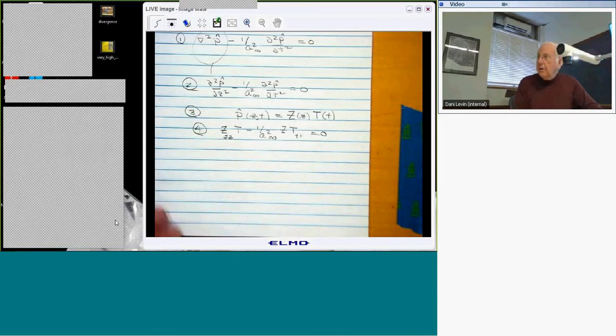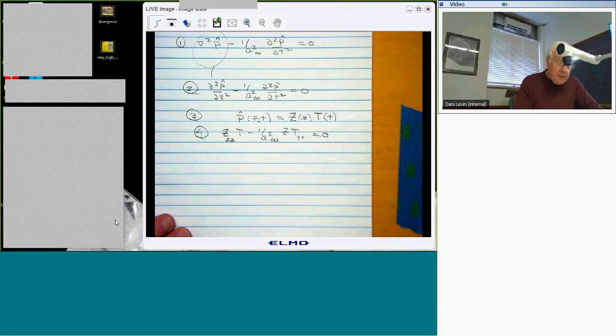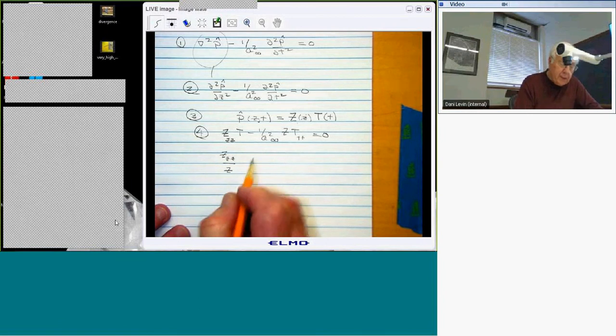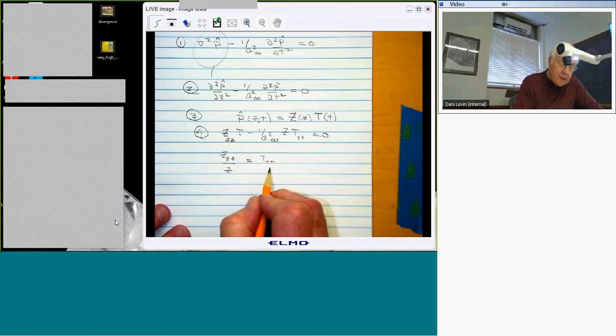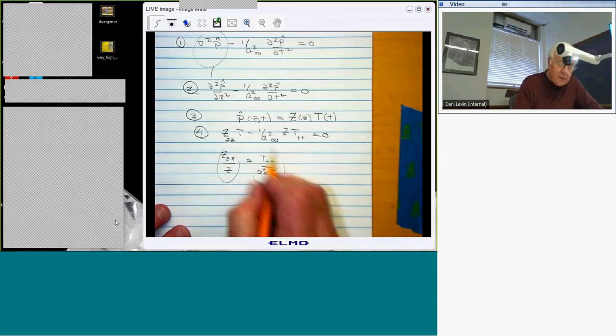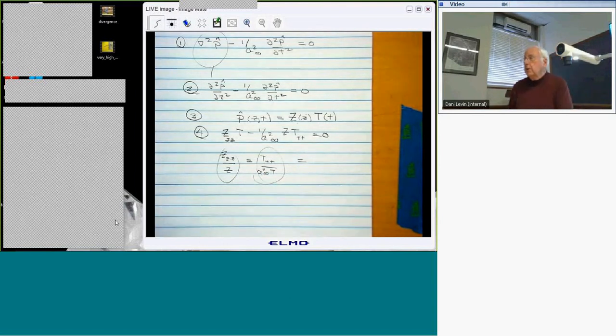Well, we separate variables. That's what you told me to do, right? So this is Z sub ZZ over Z equals T sub TT over A infinity squared T. This is only a function of Z, and this is only a function of time, and therefore we conclude that these ratios must be constant.